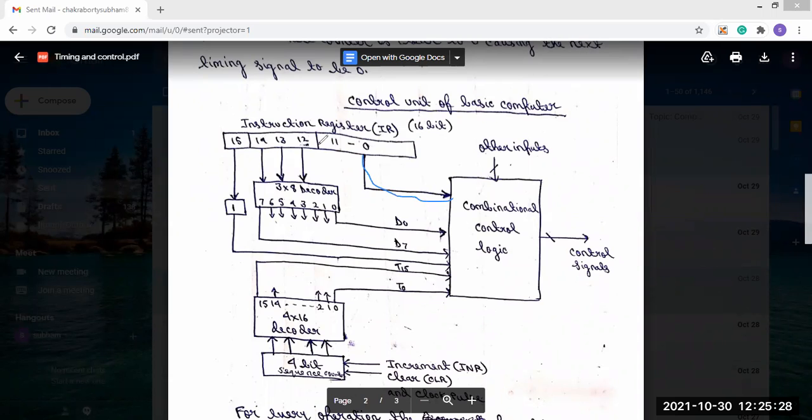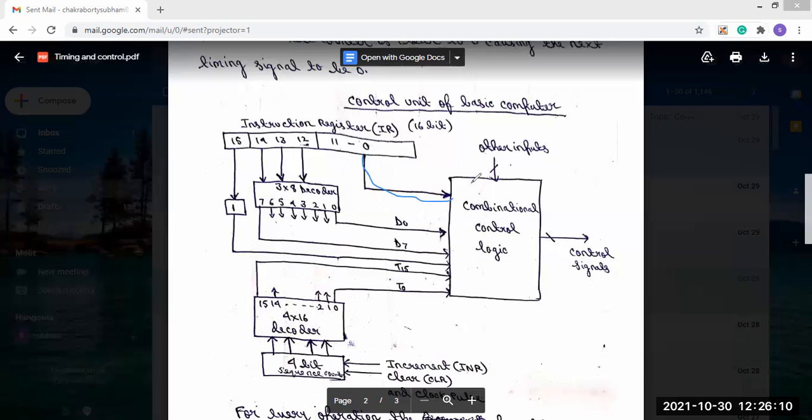What operations are to be performed? When the instruction comes into the instruction register, it is divided into these 3 parts. Part 0 to 11 holds the address of the operand, and it directly goes to the combinational control logic. Bits 12 to 14 are used for holding the operation code, that means what operation is to be performed. And bit 15 is used to determine either indirect addressing mode or direct addressing mode.